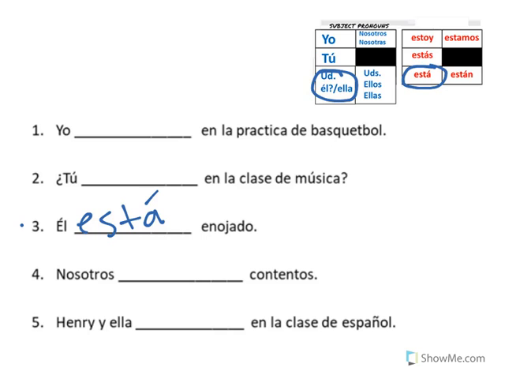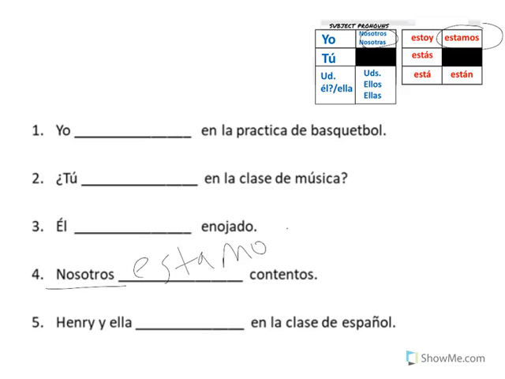Number 4. Nosotros blank contentos. We are happy. Nosotros, right there. Estamos contentos. We're happy. Just like all of us right now.